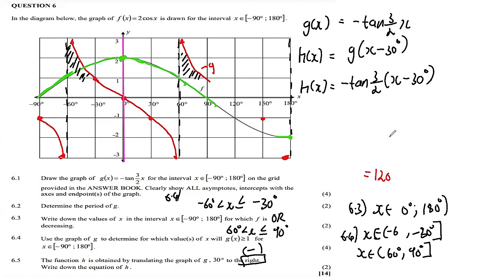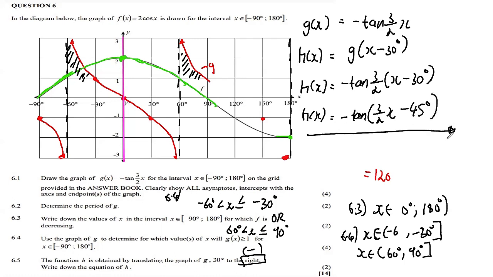But then if we were to further just try to calculate this one, then we will end up with negative tan. And then if we say 3 over 2 multiplied by that, that's 3 over 2x. Then if we say 3 over 2 multiplied by negative 30, we end up with negative 45 degrees. So we end up having the equation of h of x as this, simplified, right?